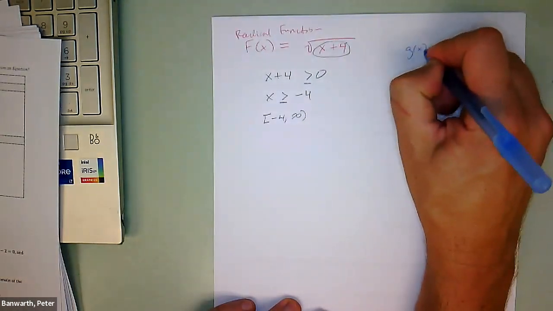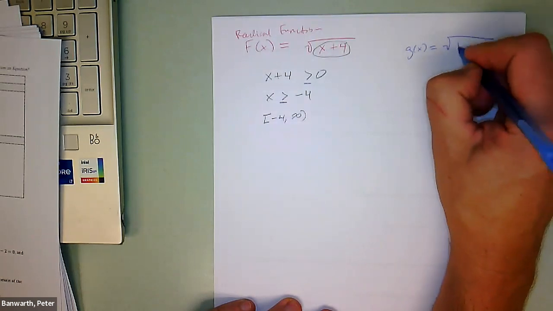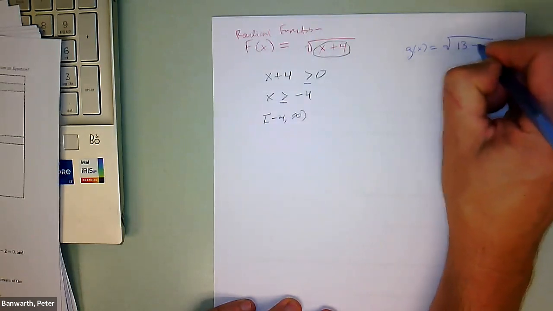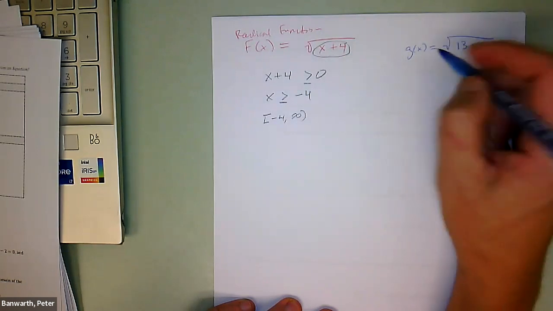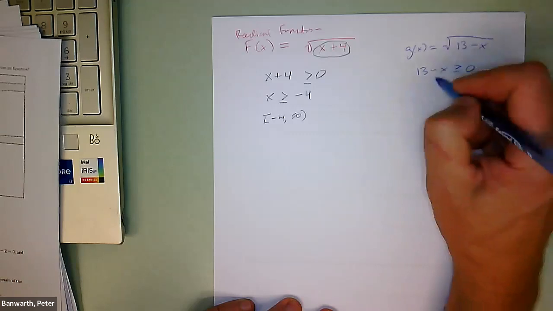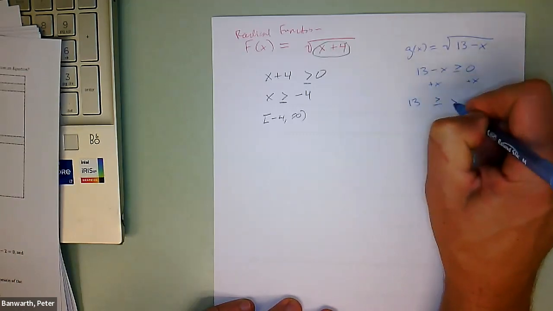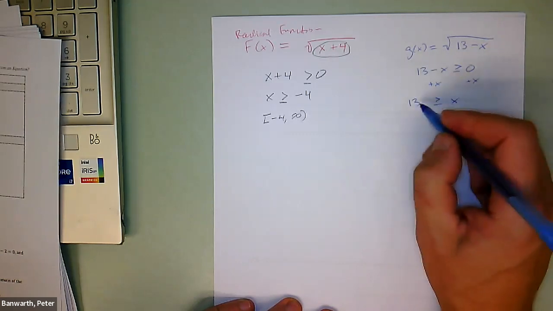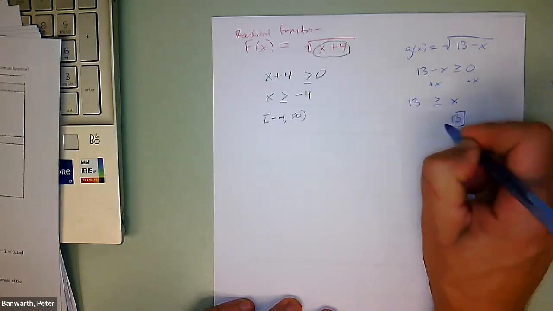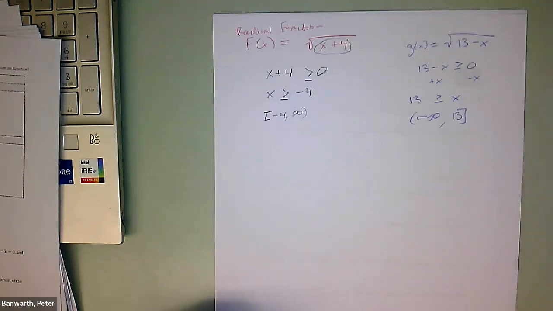And if I have another radical function that looks like the square root of 13 minus x, I want to remind myself that 13 minus x has to be greater than or equal to 0. So I'm going to add x to both sides. So 13 has to be greater than or equal to x. So 13 is the largest possible value for x, but it can go as small as I want it to.